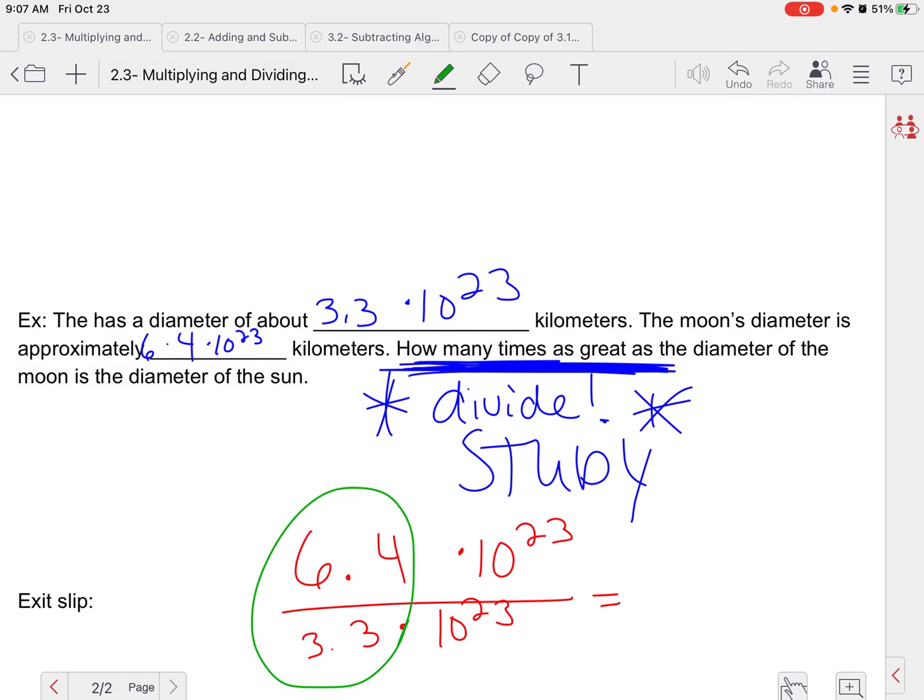Again, you can use the calculator for this, which would give 1.939393 repeating. So we'd have 1.93 repeating, which we can just write like that, times 10. We do 23 minus 23, which is 10 to the 0. We're going to leave it as 10 to the 0, even though we know 10 to the 0 is 1, because we want it in scientific notation.